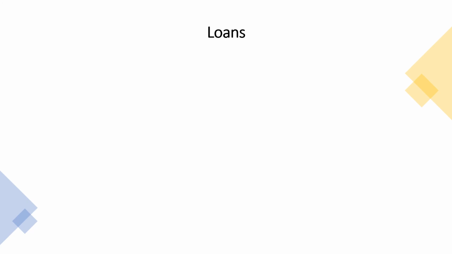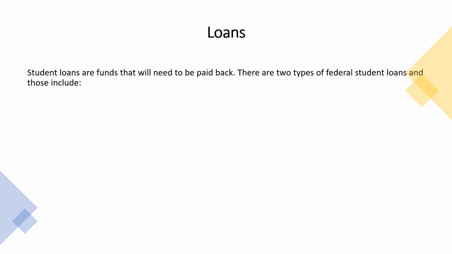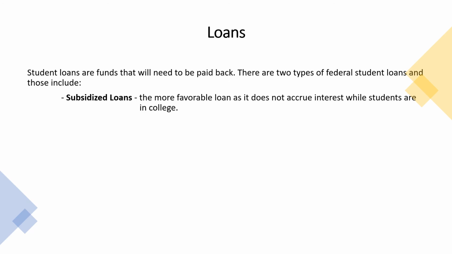Loans are considered financial aid, and they're funds that you do have to pay back. There are 2 types of federal loans: subsidized loans and unsubsidized loans. The subsidized loans are based on need and do not accrue interest while students are in college. Whereas unsubsidized loans are a little bit different. Unsubsidized loans are not based on need and they do accrue interest while the students are in school. So this makes them more expensive in the long run.